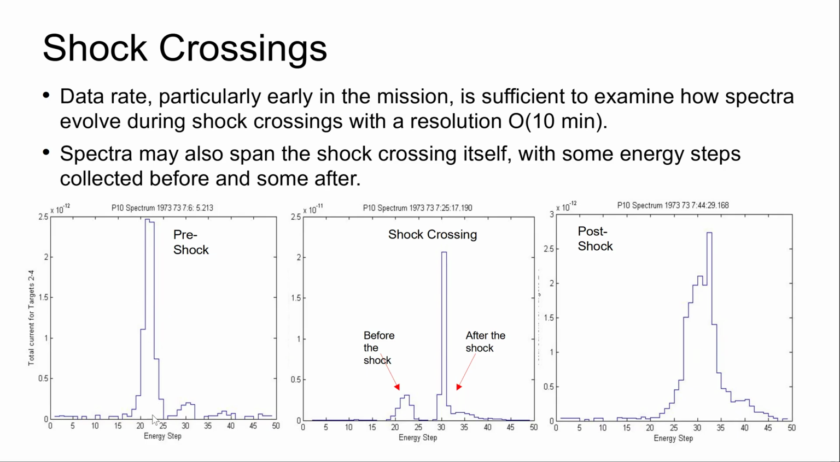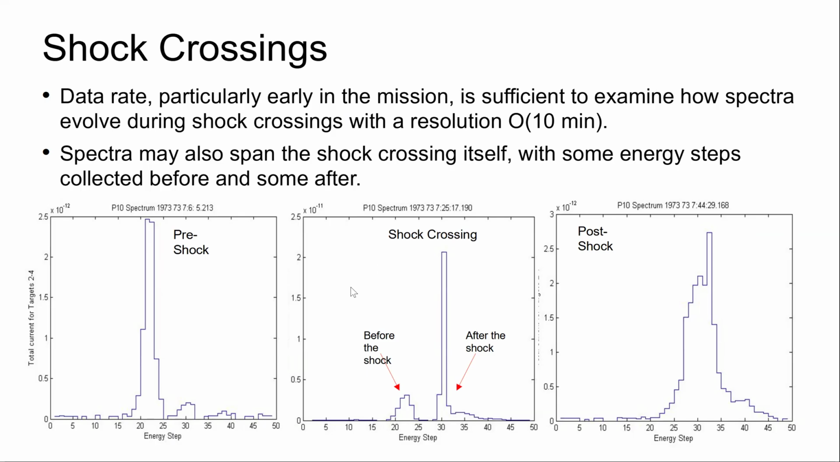Here's the spectrum taken after the shock. You can see the proton peak's been displaced something like 8 energy steps to the right. The solar wind velocity has gone up from 380 to around 800 kilometers a second. The spectrum after the shock is a lot wider because the solar wind has been heated. And there's a lot going on here that would be interesting to look at.